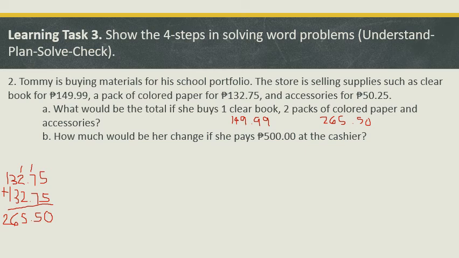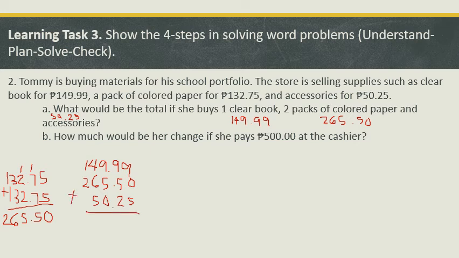And how about the accessories? So, ang accessories po ay 50 and 25 centavos. So, i-total natin yon. So, ang letter A natin, total daw, di ba? So, 149.99. Ito yung one clear book. Ang 2 packs of colored paper is 265 and 50 cents. And yung accessories is 50.25. So, add natin lahat yun kasi total yung tinatanong.